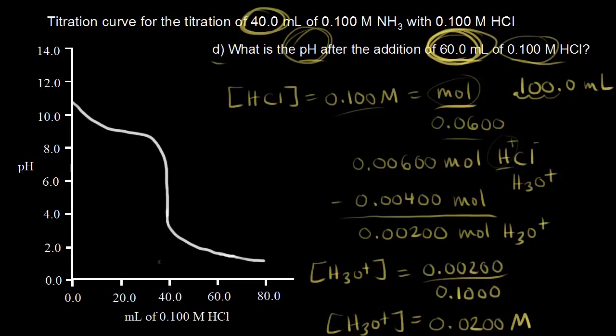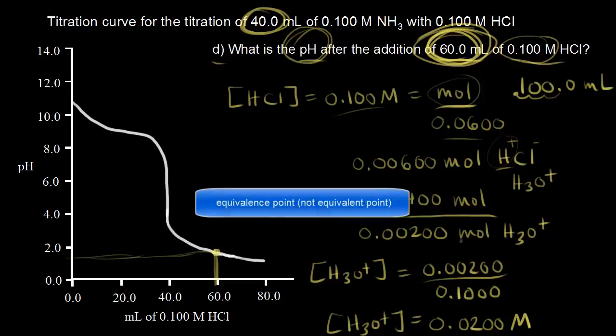So on our titration curve, we've added 60 milliliters of acid. So here we are right here, and our pH is pretty close to 1.7. So we're past the equivalence point on our titration curve now.